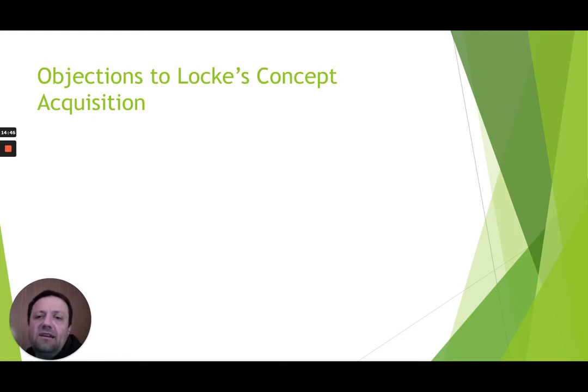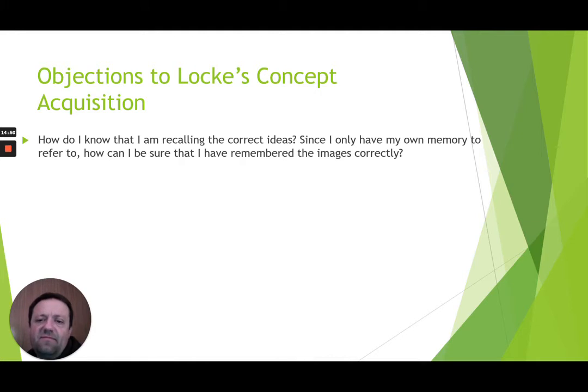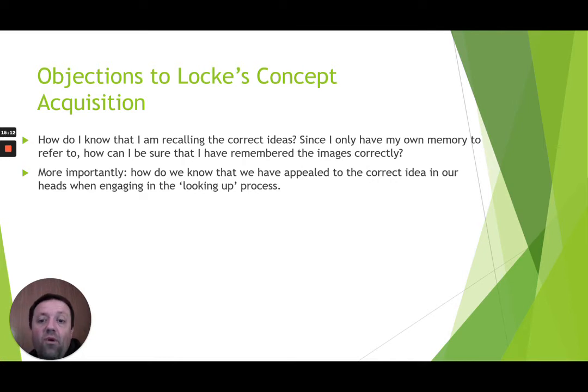Now, we can object to this idea of concept acquisition. How do you know, for example, that when you're recalling ideas, when you're in the abstract, that you're recalling the correct ideas? You've only got your own memory to refer to after all. So how can you be sure that you have remembered particular experiences that have gone to create those ideas correctly? That's the first thing. More importantly, how do you know that you have appealed to the correct idea in your head when engaging in the looking up process?